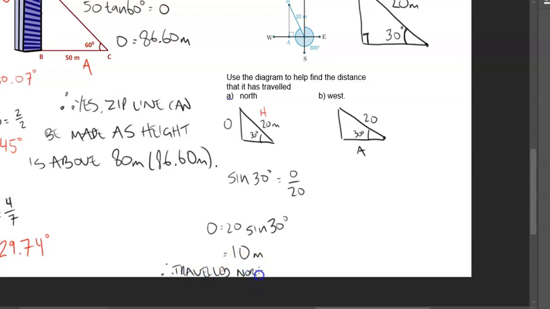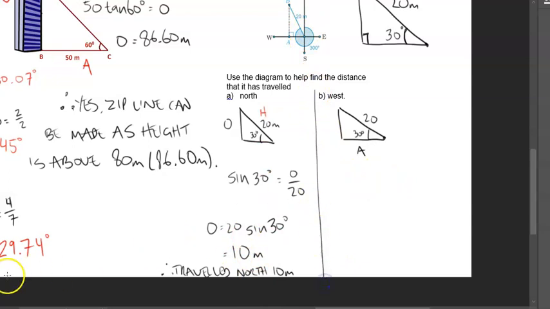Travel north 10 meters. That means it has traveled north 10 meters from where it started. So we know it's gone 20, but the distance from its origin to where it is now, just directly north or directly in its vertical line, is 10 meters.